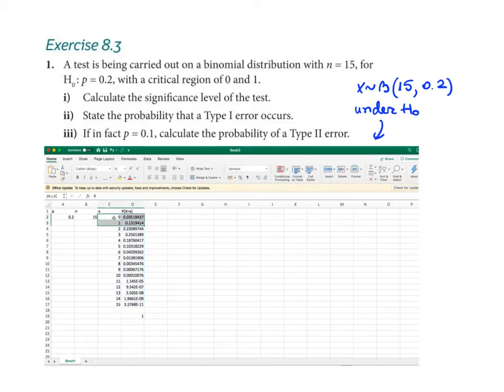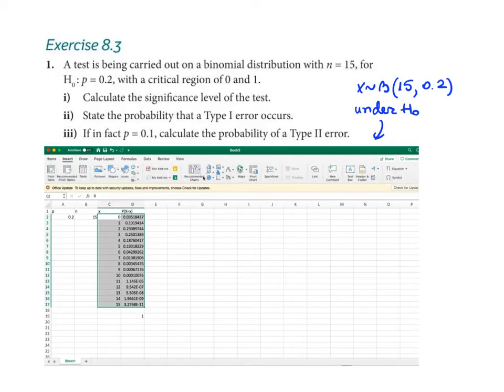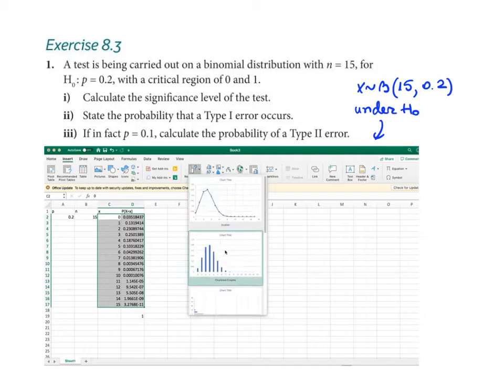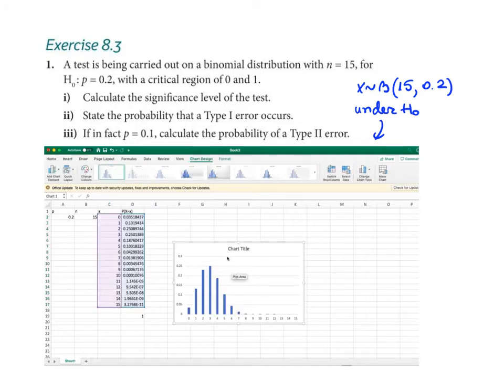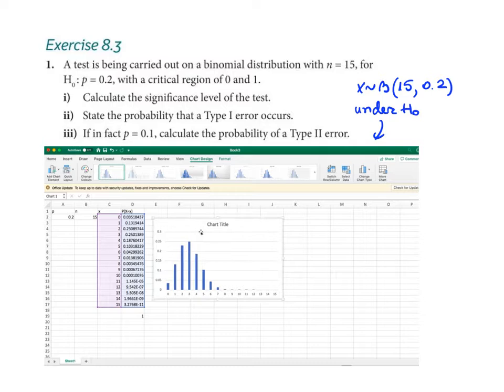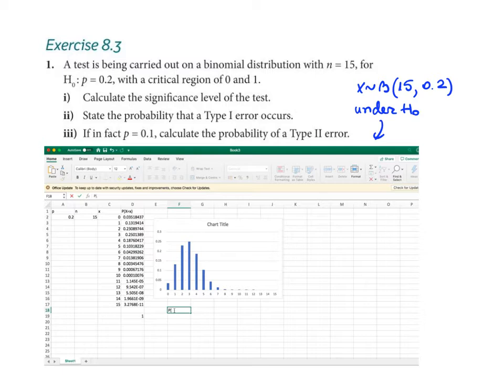And now I want to see the graph. So I choose insert a bar graph. And this is how the binomial distribution looks for n equals 15 and p equals 0.2. Now, my first question asks, what is the significance level of the test? Let's stop a bit and think. Can you pause the movie and read the next question?